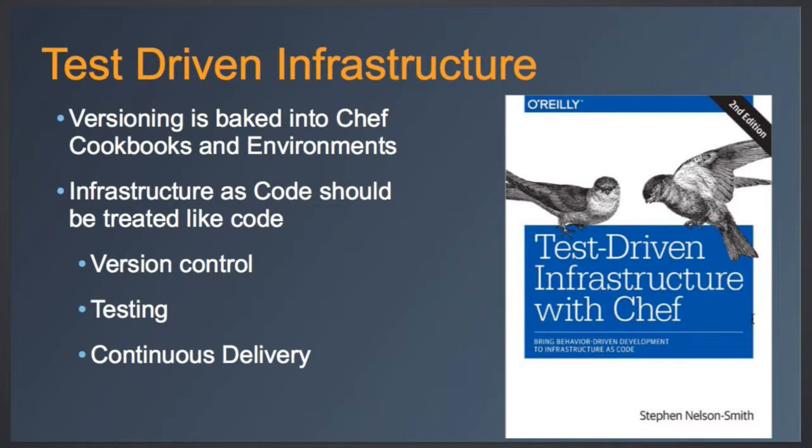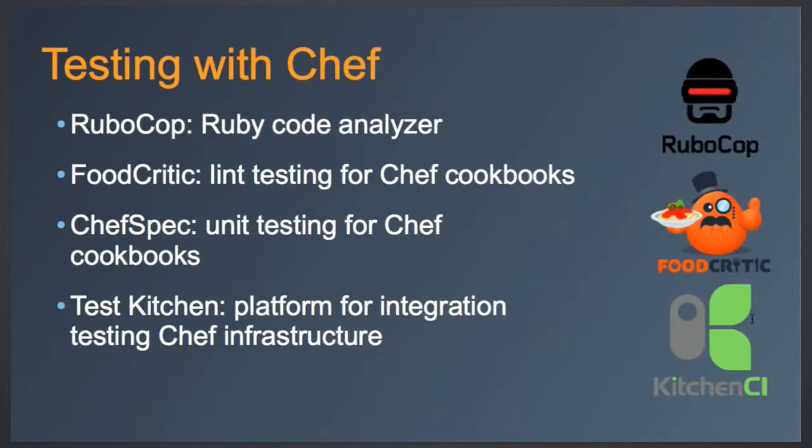And when you start looking at infrastructure, you can do the same thing. You can ensure that your infrastructure is being tested at each step along the way before you send it out to production. And so there's a lot of testing tools built into Chef, or packaged with Chef. Rubocop is a Ruby code analyzer. It goes through and finds things that may potentially be an issue.